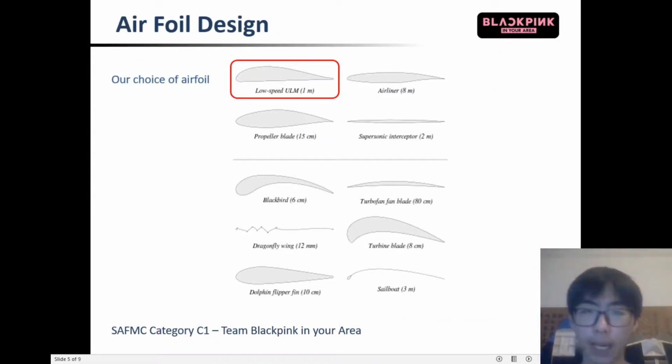The airfoil design is a trade-off between lift and drag. I choose to use a low-speed airfoil to generate more lift at the expense of drag. As a result, the plane will fly slower, which is in line with my design objective.